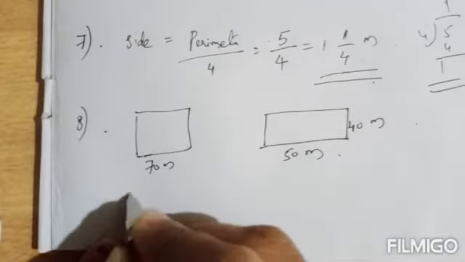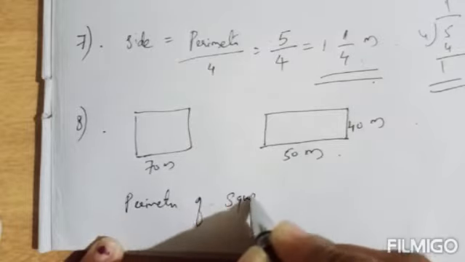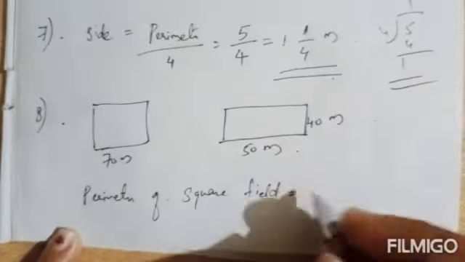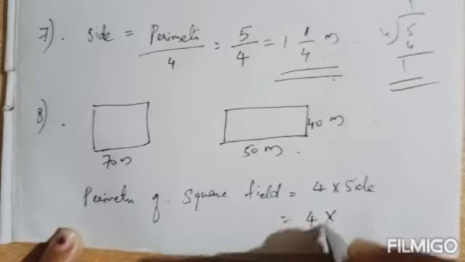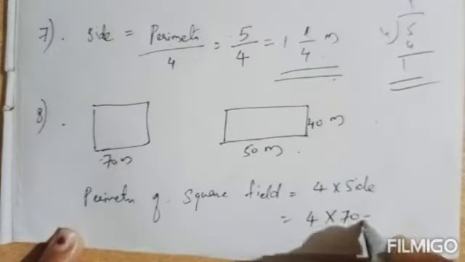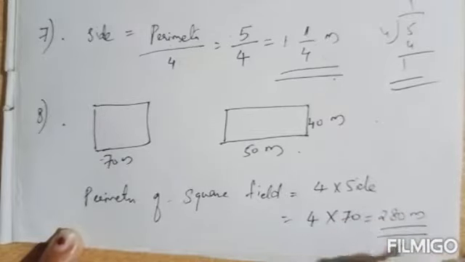So first find the perimeter of the square field. Perimeter of a square, the formula is 4 into side. So 4 into, here the side is given 70 meter. 4 into 70, you will get 280 meter. This is the perimeter of the square field.